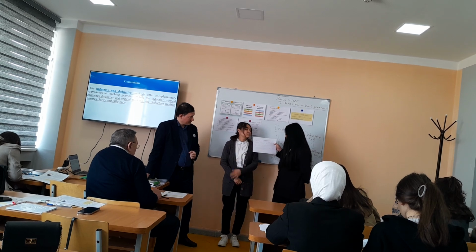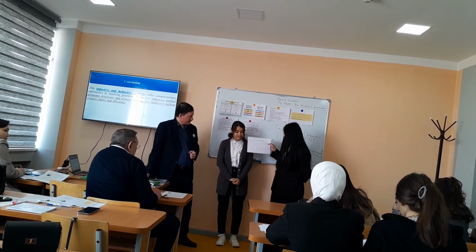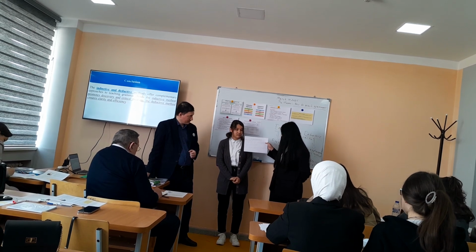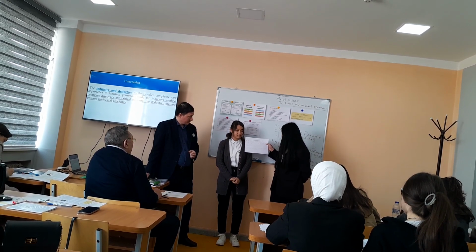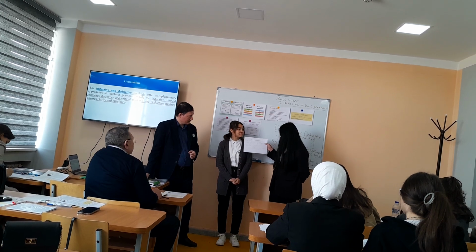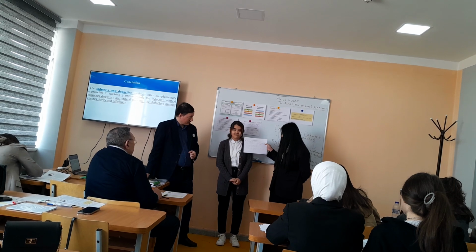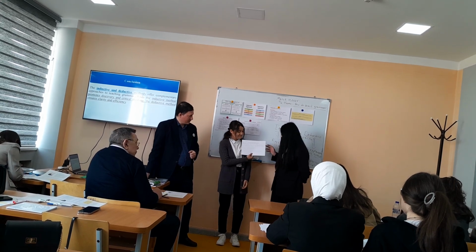Explanation of rules. First, we use will plus base word to talk about future actions. Second, the structure is subject plus will plus base word. Third, for negatives, we use will not or won't.